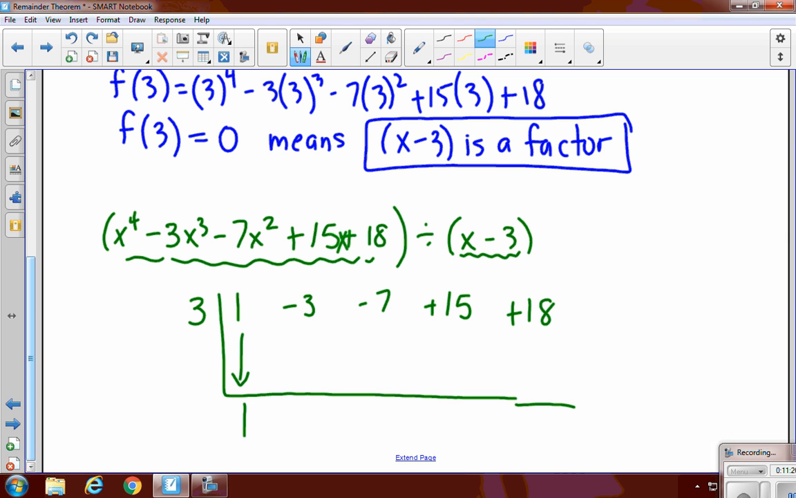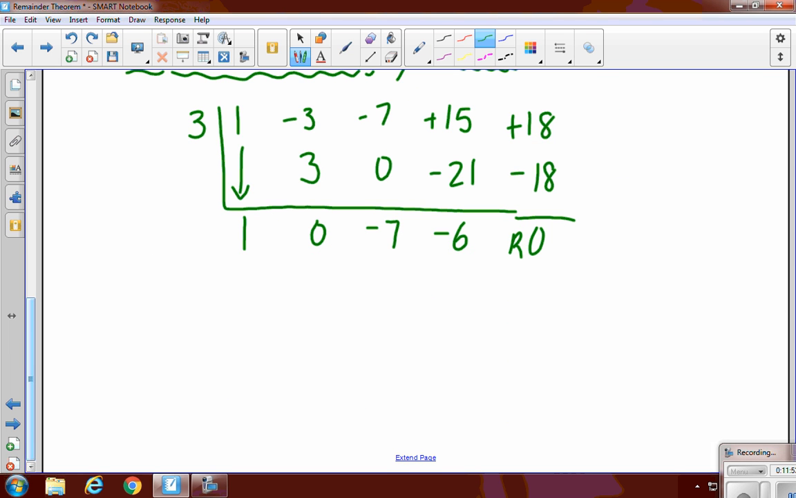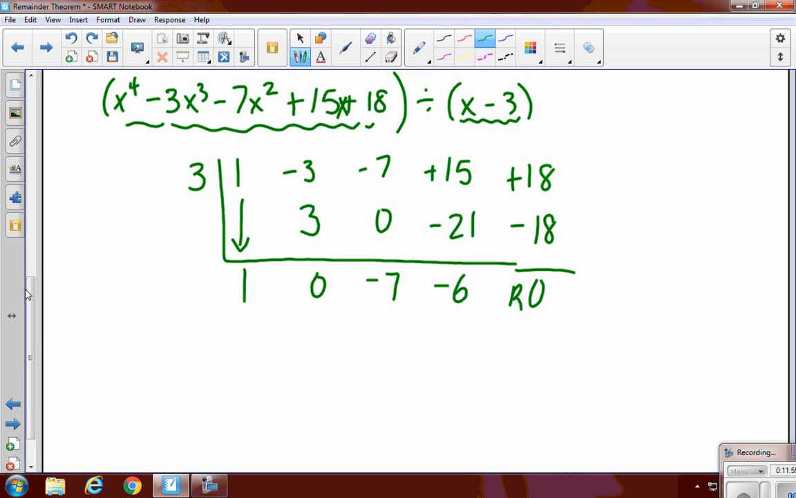So 3 times 1, that's a 3. Add these up, you get a 0. 3 times 0 is 0. Add that column, you get a negative 7. 3 times negative 7 is negative 21. You add those up, you get a negative 6. 3 times negative 6 is negative 18, which gets us a 0. And this last one's always our remainder, and we already found out that it should be a remainder of 0. Since this was a quartic function to start with, we now know it's 1 exponent less. So cubed, squared, just an x and a constant.